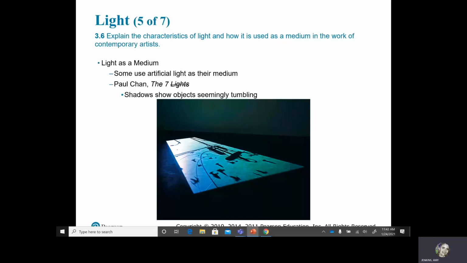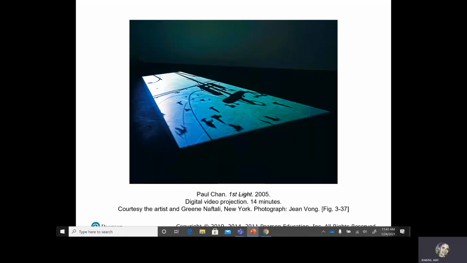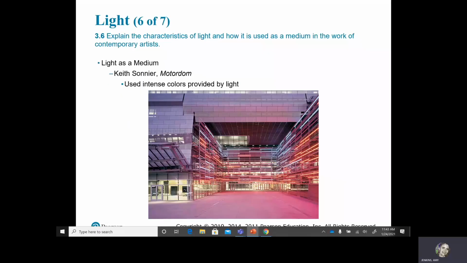Light as a medium. Some use artificial light as their medium. Paul Chan, The Seven Lights. Shadows show objects seemingly tumbling. Light as a medium with Keith Sonnier's Motordom. He uses intense colors that are provided by light.